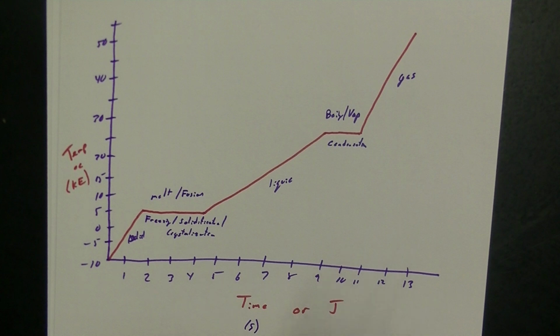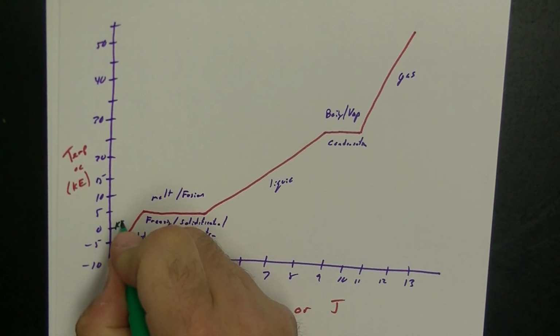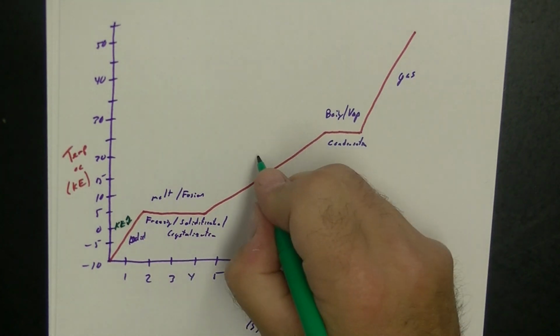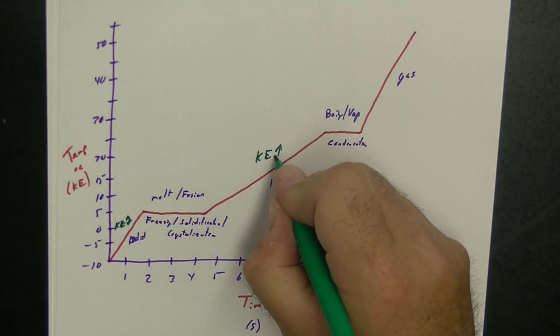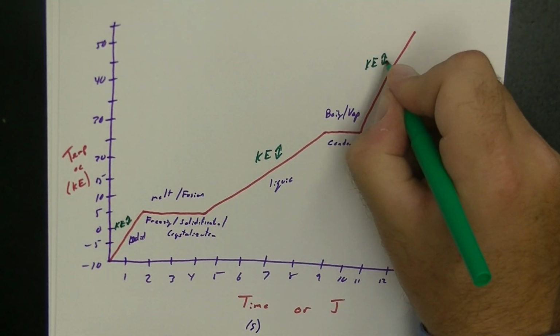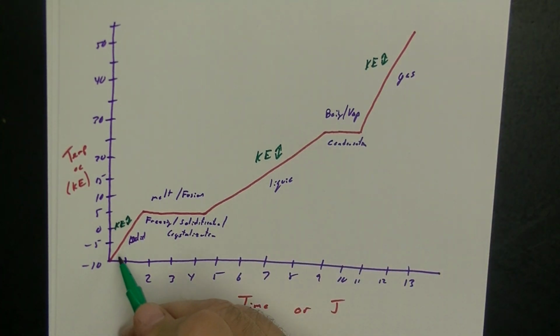Now, other things that we can get from this graph, we need to be able to label our energies. So, where is kinetic energy changing? Well, kinetic energy is changing where the temperature is changing. So on the slants are where we have our kinetic energy changes. KE is going either up or down on the slant, whether it's a solid, a liquid, or a gas. Why do I say up or down? It depends which way in the graph we're going. If we're adding heat, the kinetic energy increases. If we're taking heat away, it's going to decrease.